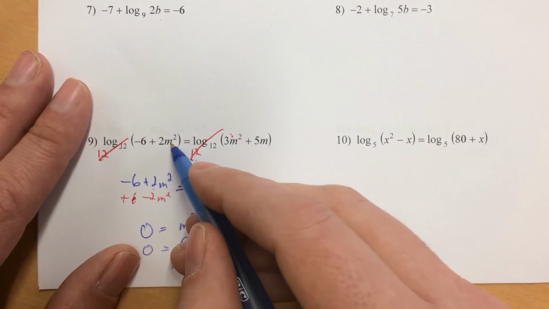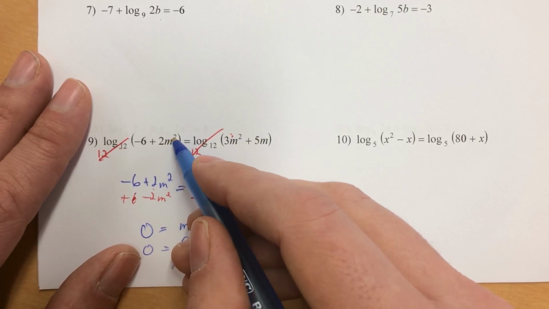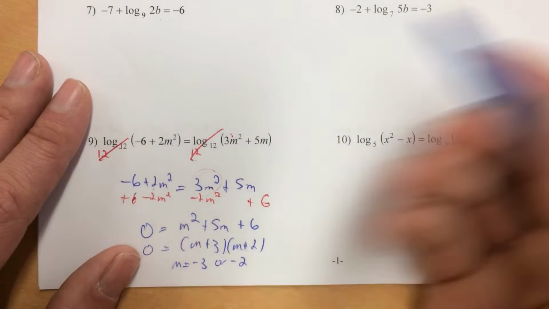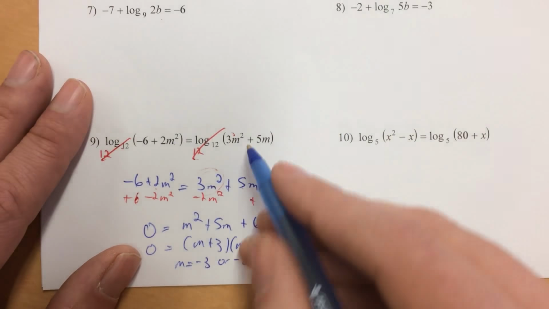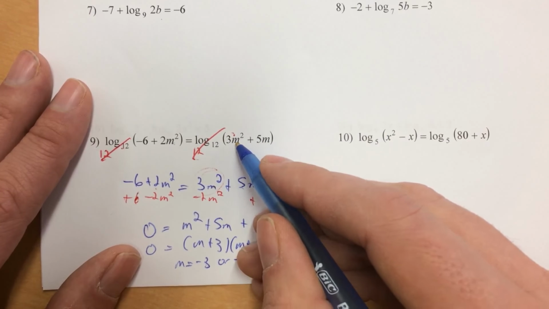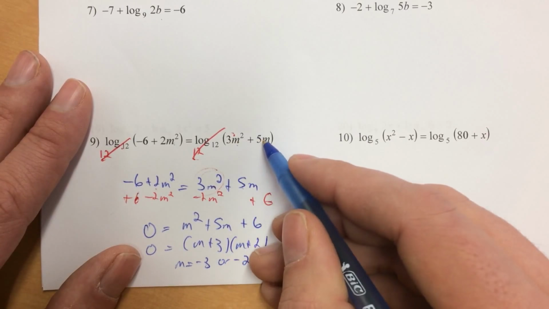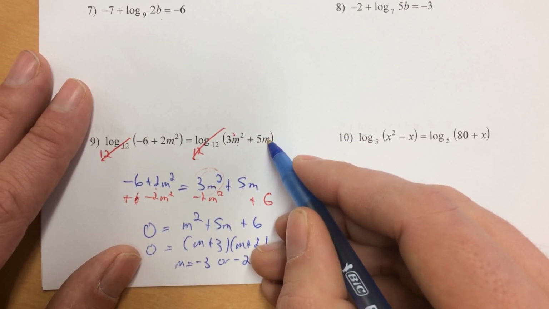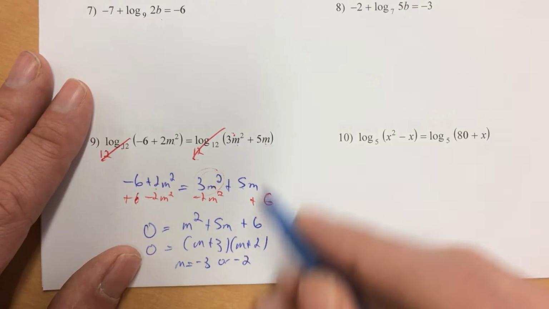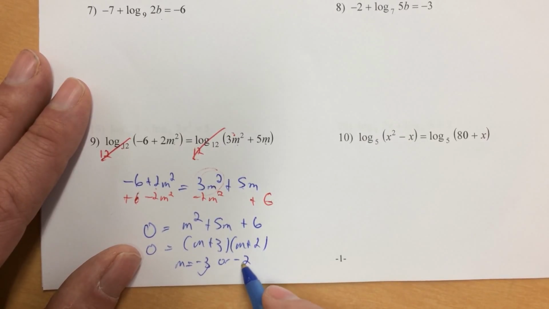So when we put in negative 3 here, negative 3 squared is 9. 2 times 9 is 18. 18 minus 6 is 12, so that's positive. Negative 3 squared is 9. 3 times 9 is 27. 5 times negative 3 is negative 15. 27 minus 15 is 12. It's positive. That one's going to work.